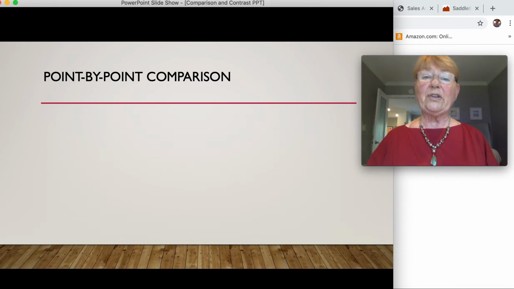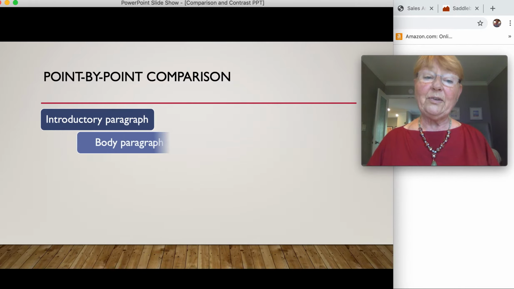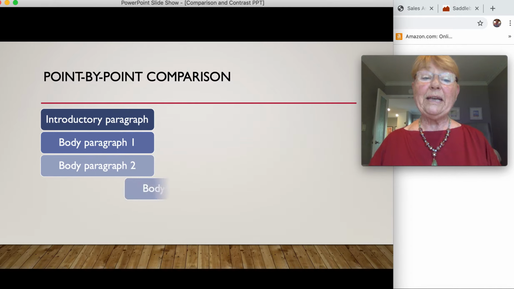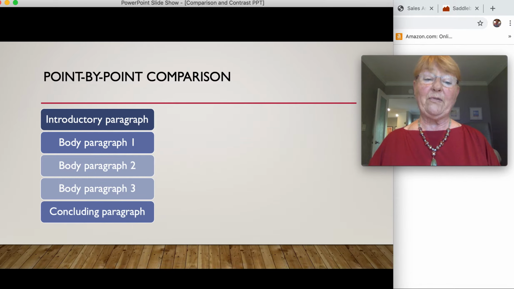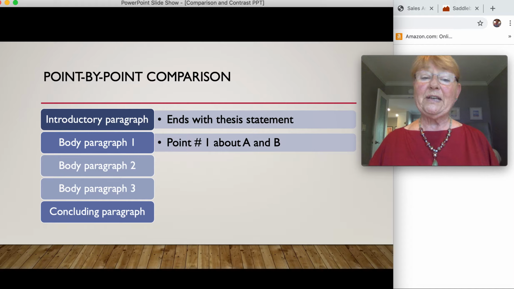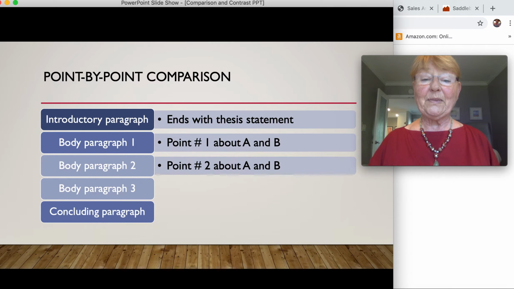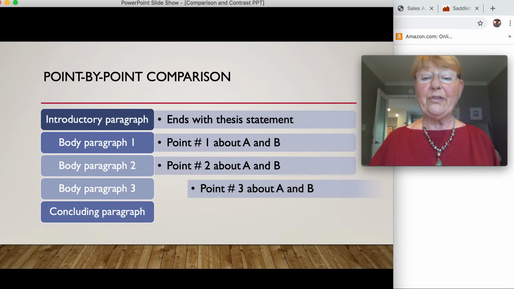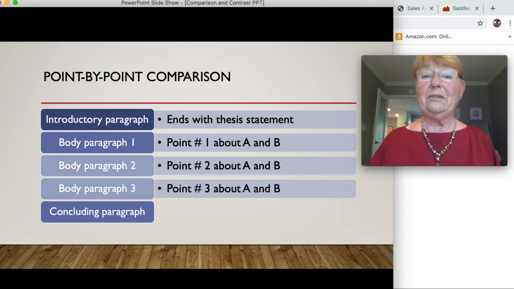The third kind of organization, though, that makes a lot of sense to me, but you can choose any one that you like. It's called a point-by-point comparison. So once again, you have your introductory paragraph, but here you usually have 3 body paragraphs before you get the concluding paragraph. And the introductory paragraph ends with that very important thesis statement. The first body paragraph talks about all the points you want to say about both of the 2 items. And then the second one is your second point about the 2 items. And the third one is your third point about the 2 items.